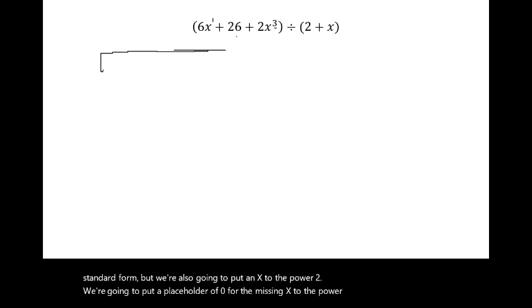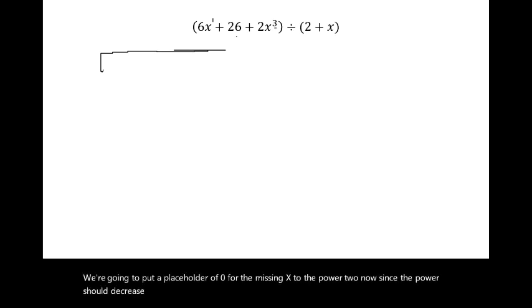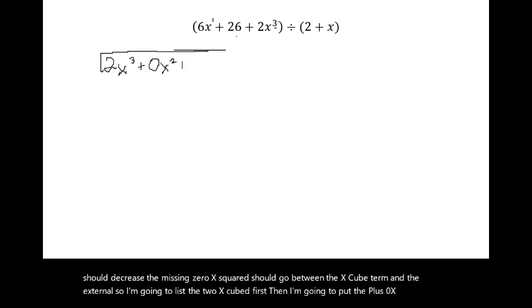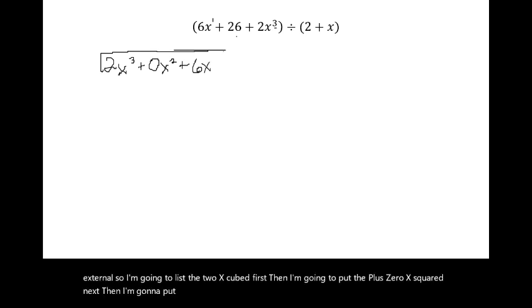Now, since the powers should decrease, the missing 0x squared should go between the x cubed term and the x term. So I'm going to list the 2x cubed first. Then I'm going to put the plus 0x squared next. Then I'm going to put the plus 6x after that, and then the plus 26 is going to go on the end.